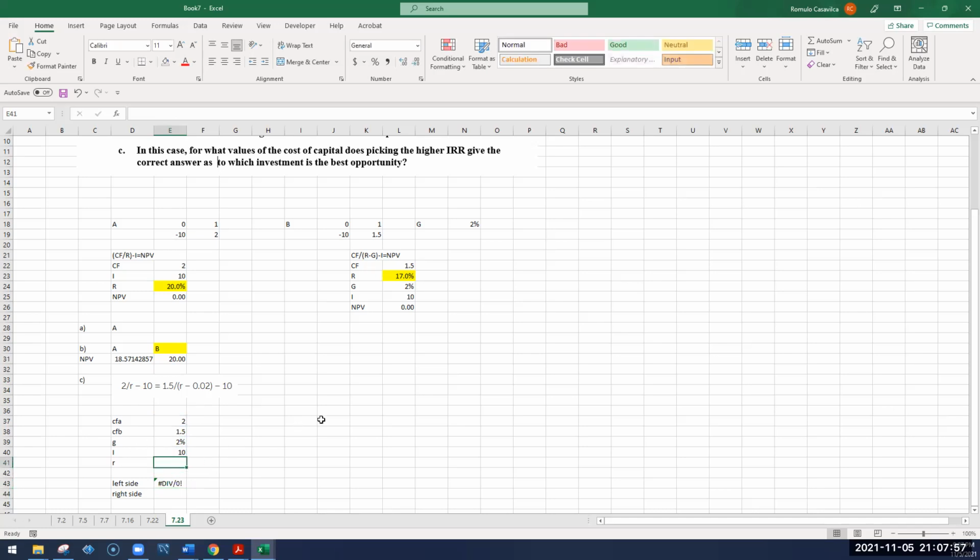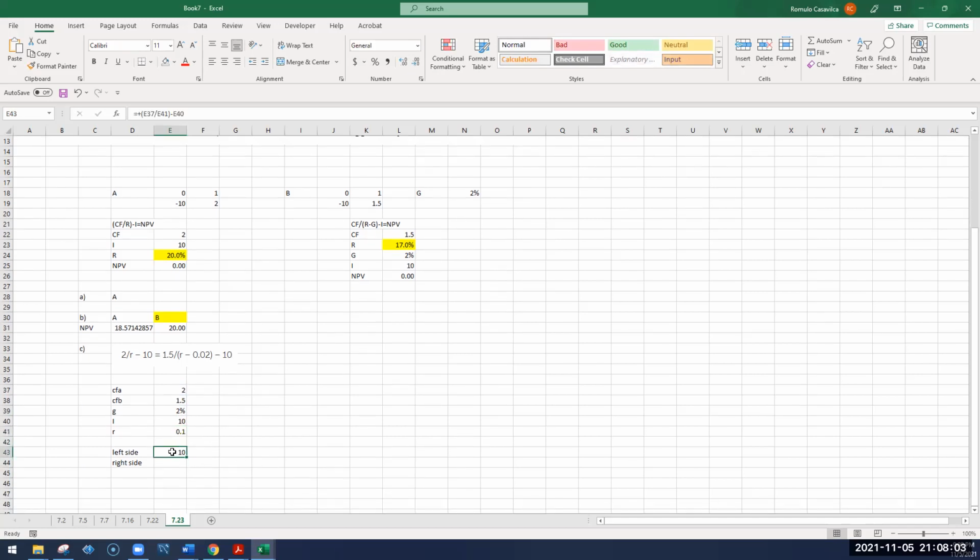I'm going to put any value for R. The left side is this formula. And on the right side, I'm going to put 1.5 divided by R minus 2%, all that minus the investment. So I need the difference between these two to be 0, changing this value, so I get the R that I need.